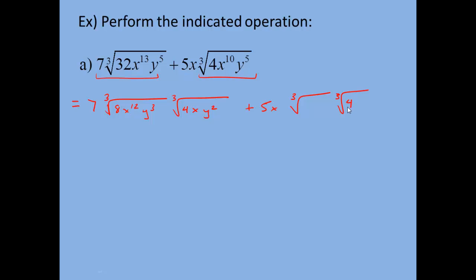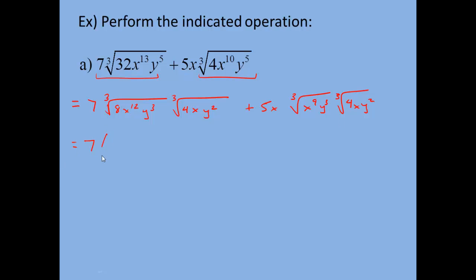X to the 10th is not a perfect cube, but the highest number close to 10 divisible by 3 would be 9, so we put x to the 9 here. And there's 1 left over if we need x to the 10. And we got y to the 5th here. Not a perfect cube because 5 doesn't divide by 3 evenly, but y to the 3rd is the closest power divisible by 3. It doesn't go higher than 5, and then this will be y to the 2nd because you need 5 total, so there's 2 left over.